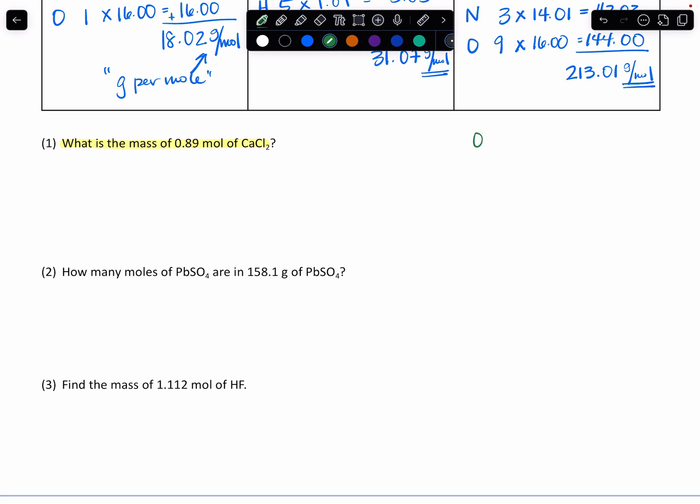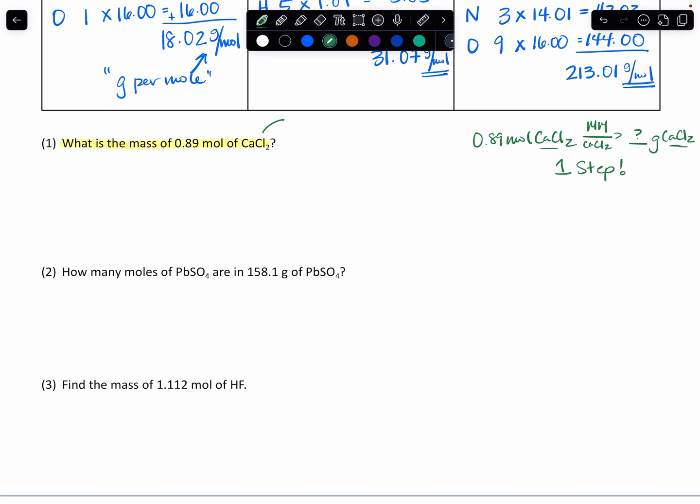All right, so we've got 0.89 moles of CaCl2, and we're asked to convert that into grams of CaCl2. So we have the same substance on both sides, and we've got the mole already. If I want to go from moles to grams, I'm going to need the molar mass of CaCl2 to make that conversion. And this is going to be a one-step problem, just like what we saw before.